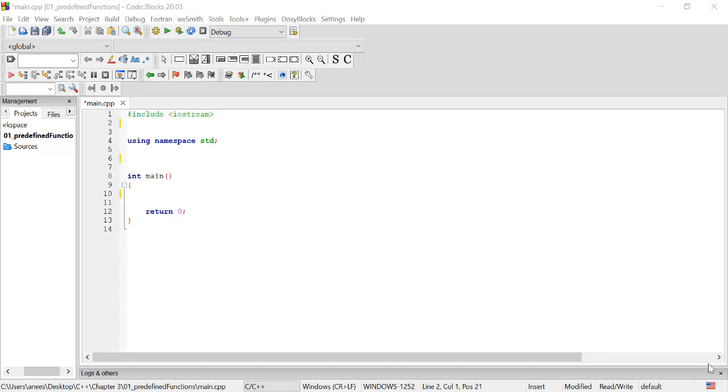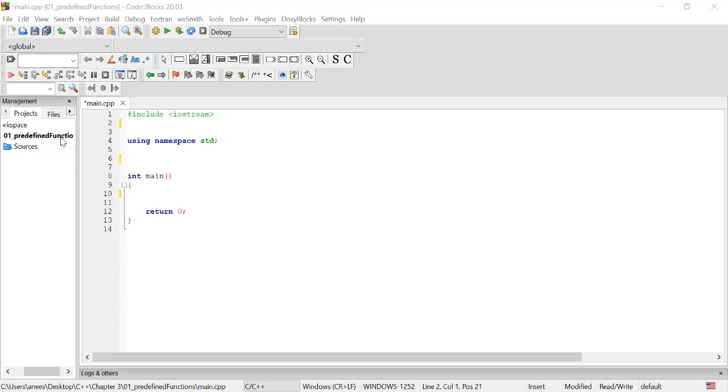Hello everybody. Today we're gonna be starting chapter 3 of the textbook. Now, chapter 3 of the textbook mainly focuses on functions, or actually a little more focused on predefined functions.